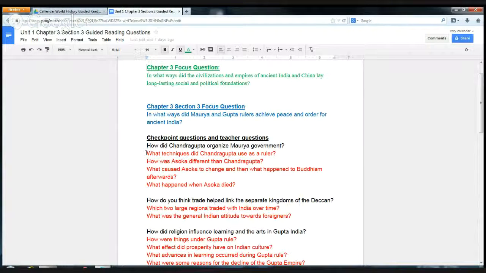How was Ashoka different than Chandragupta? What caused Ashoka to change, and then what happened to Buddhism afterwards? What happened when Ashoka died?